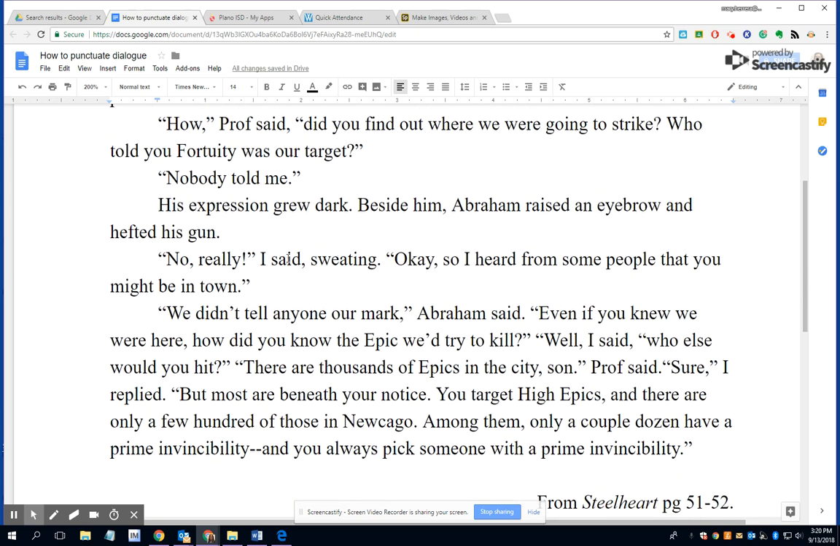See, notice it said, I said, because now Abraham's going to start talking. We didn't tell anyone our mark, Abraham said. Also notice here that there's a comma and then a quotation mark. You do not need a space. Okay? There's no space in between that punctuation and this punctuation. Also notice with all of these that the comma comes before the closing quotation marks. The exclamation mark goes before the closing quotation marks. The period goes before the closing quotation marks. So always the punctuation goes before you close out those quotation marks.